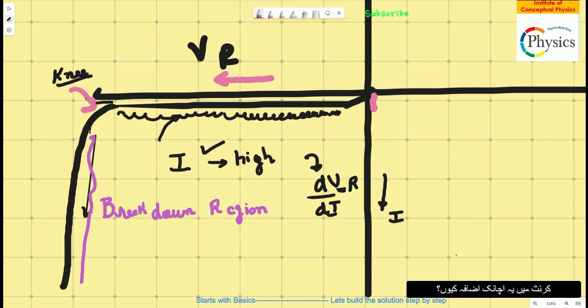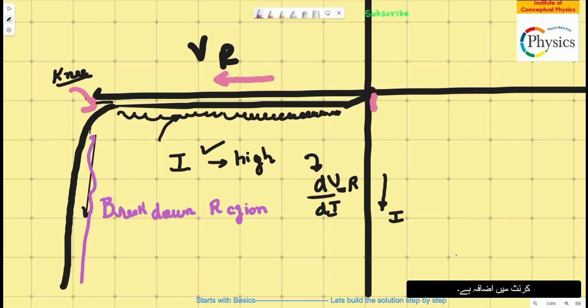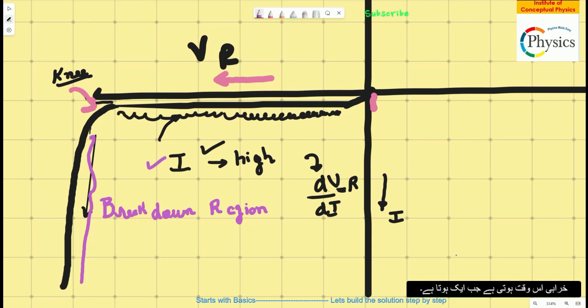Why this sudden increase in the current? We will talk about it. But right now, this is a phenomenon which is observed after a certain value of the voltage. There is an increase of the current. Why does this current increase? Let's talk about it. But I hope the concept of breakdown is clear. The breakdown happens when there is a sudden rush of current in the reverse direction. Breakdown does not happen in the forward bias. The breakdown happens in the reverse biased situation. Very basic. If you know this, you can move forward.